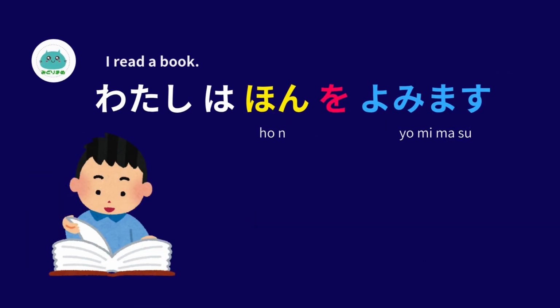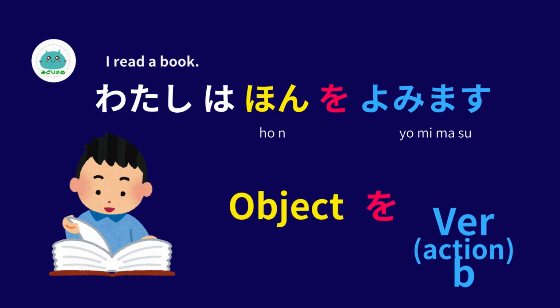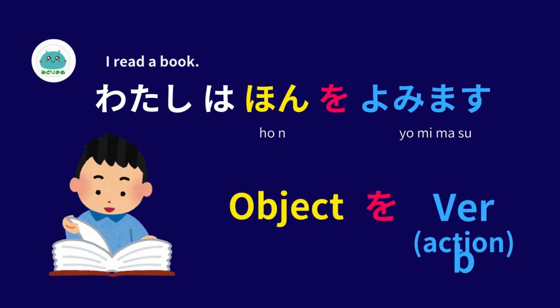Let's take a look at one more example. 私は本を読みます。That means I read a book. And 本 is the object here, which is book. The particle o explains what I am reading.